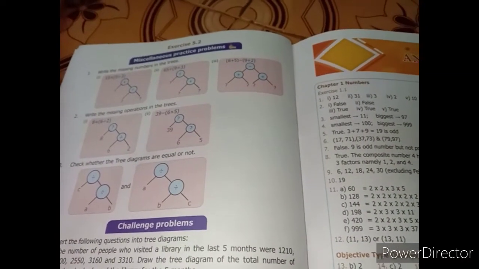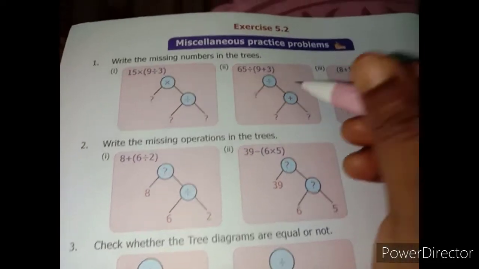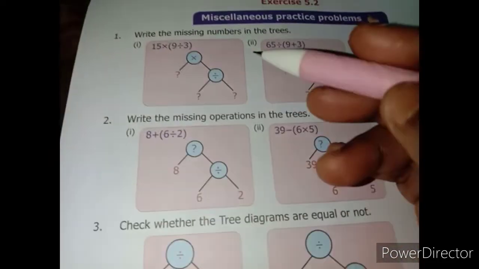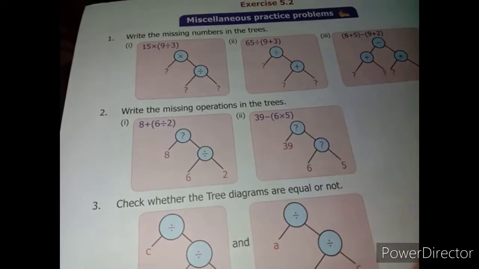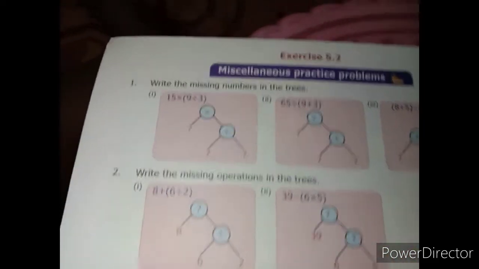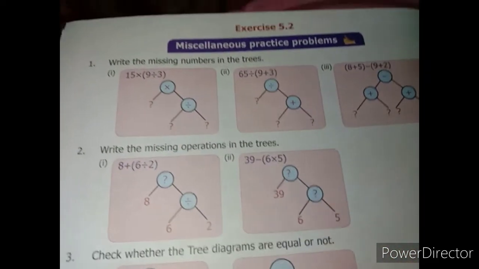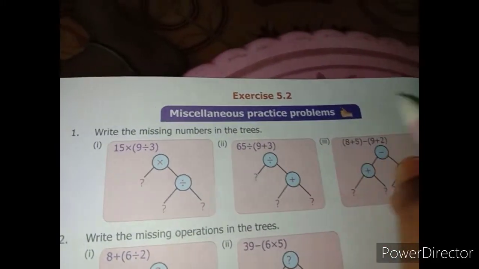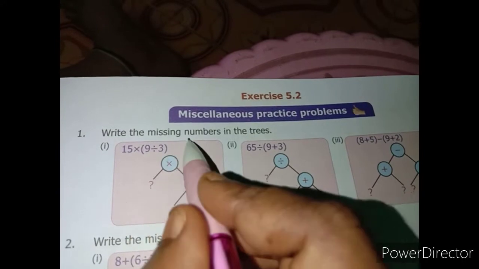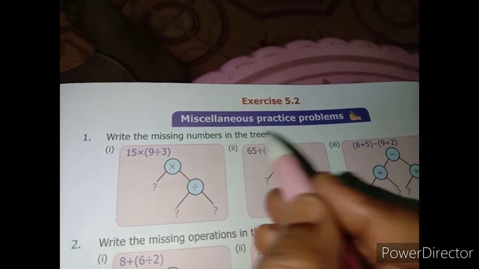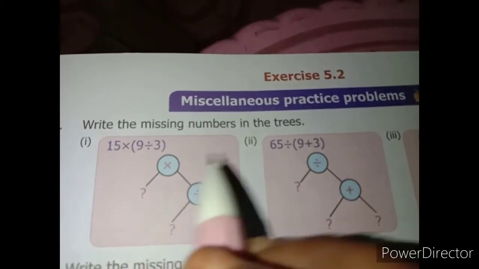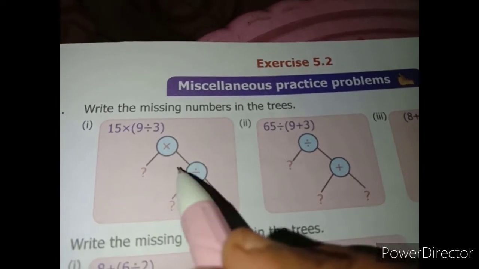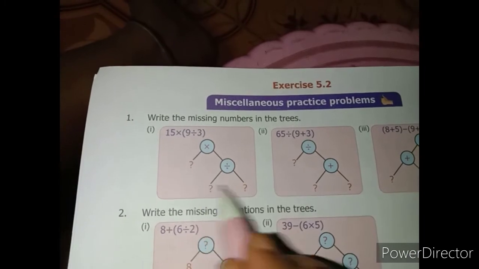Now, we are moving to exercise number 5.2. So, in this exercise also, all the sums are going to be easy, but a little tricky. So, the first three questions I am going to do in the textbook itself. Exercise 5.2, miscellaneous practice problem. Write the missing numbers in the trees. So, what are the numbers missing? See, only the symbols are given. Now, we are going to find the question marks.